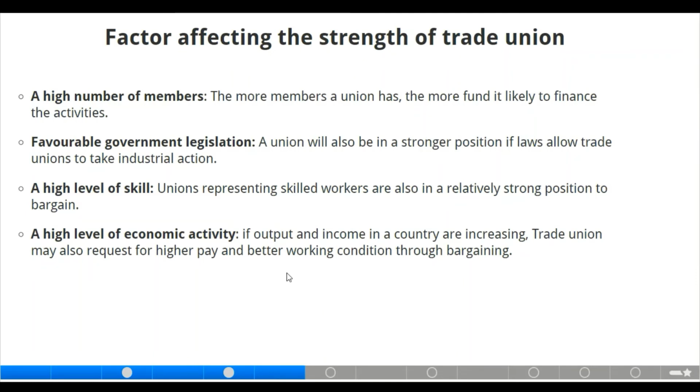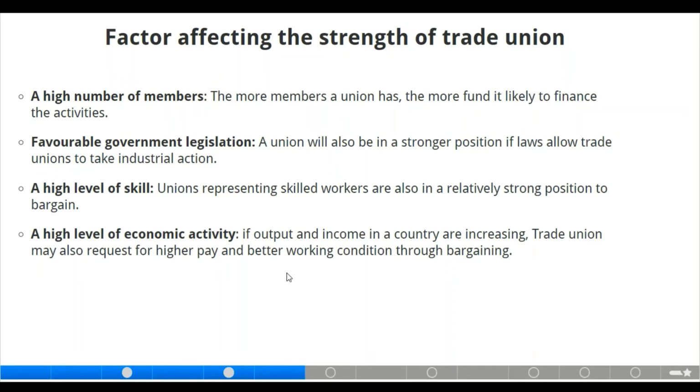Moving to the next slide, we have the factors affecting the strength of trade union. What are the factors that affect the strength of trade union? One, we have a high number of members. Of course, if you have a high number of members as a union, they will have more funds to finance the activities, that is, collective bargaining to demand what they want.